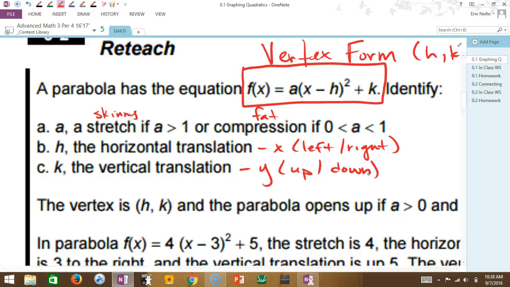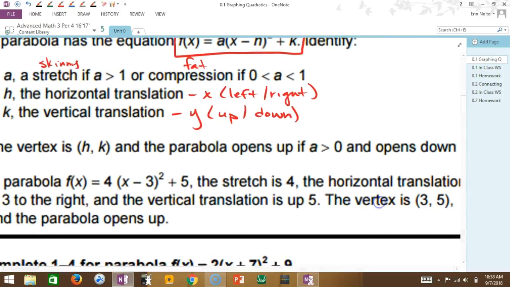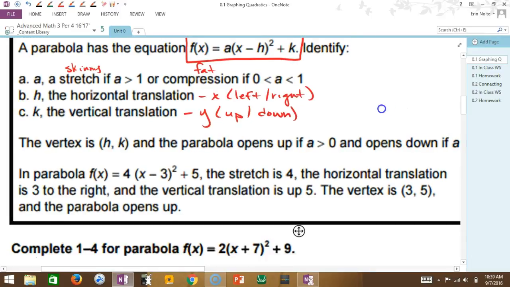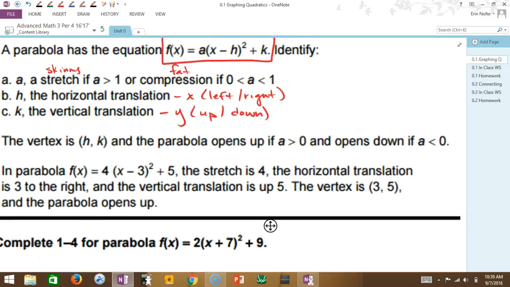Okay, let's do one. Oh, wait. There's a little piece of information that's important too. Opening up and down. Okay, so if I have an A that's a positive value, greater than 1, what does my parabola look like?